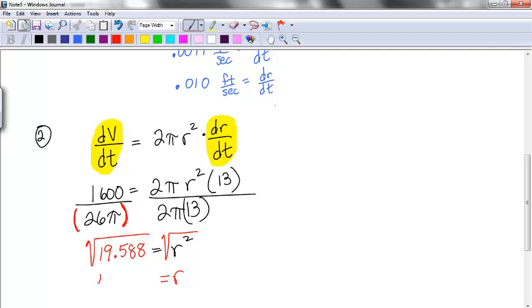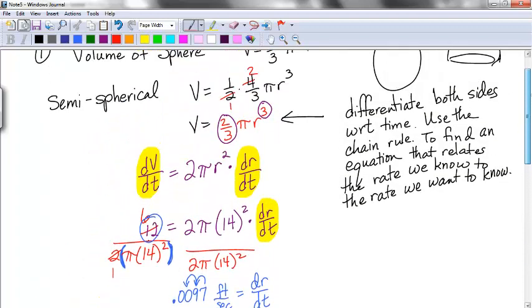I got 4.426 if you round it. Okay, and that would be in feet. Okay, because we're solving for radius. It's not a rate, it's a radius. So 4.426 feet.